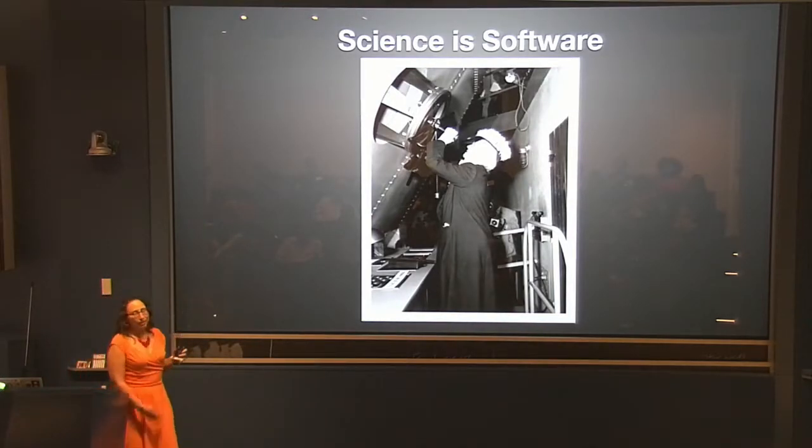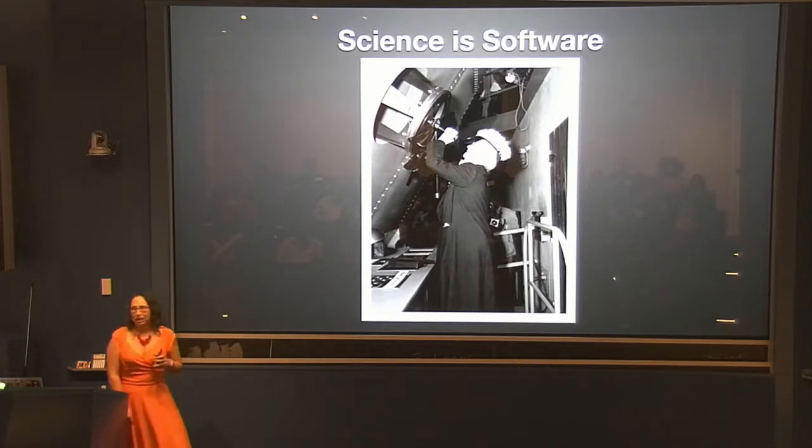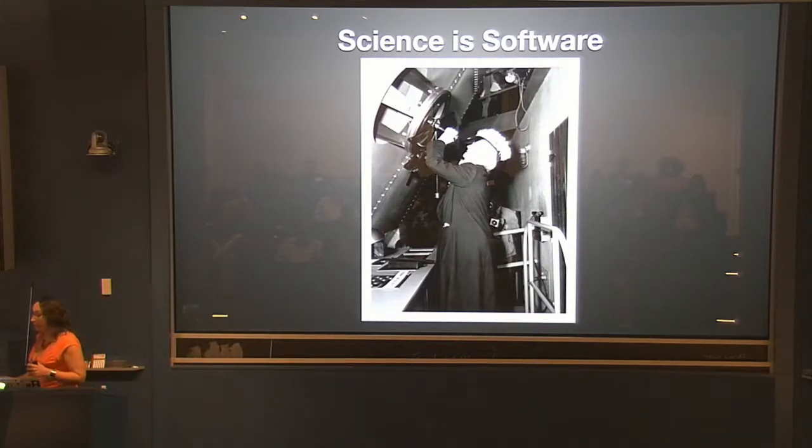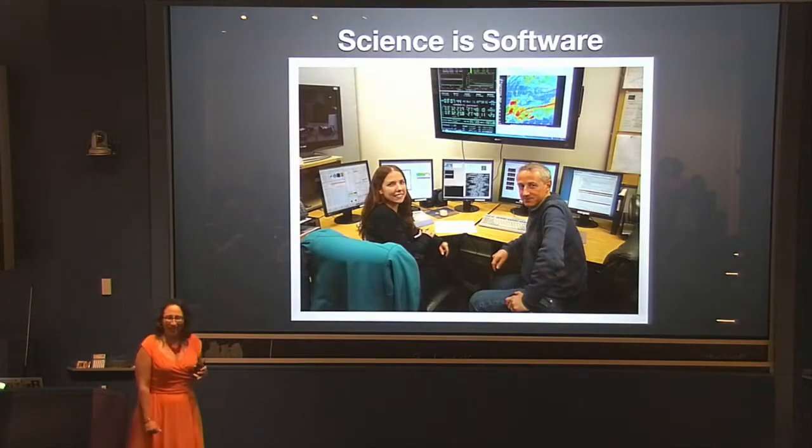This is a picture, I don't actually remember her name, maybe someone else does. This is Hale's wife looking through the Hale 200-inch telescope in Southern California. So when we think of observational astronomers, I go and I use my eyes to look at things. This is not what observational astronomers look like. This is what observational astronomers look like.